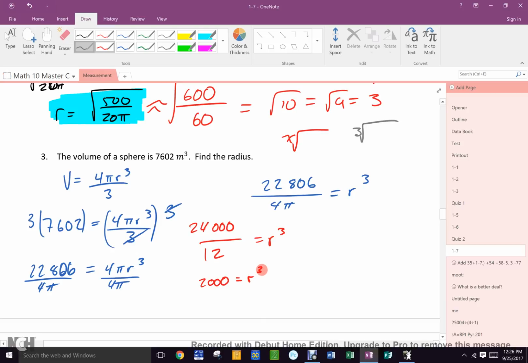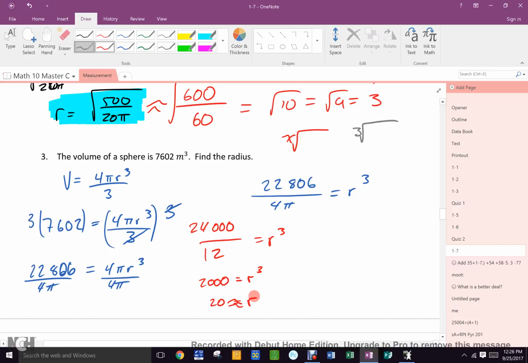Everybody with me? What's the cube root of 1,000? 10. But I got 2,000s. So my answer should be around 20. But I got to stop and think for a second. I made a pretty big jump from 22,000 to 24,000, didn't I? It should be smaller than 20 because I raised this, right?